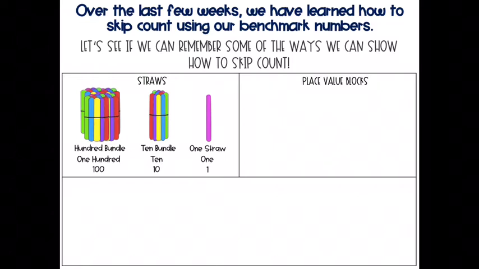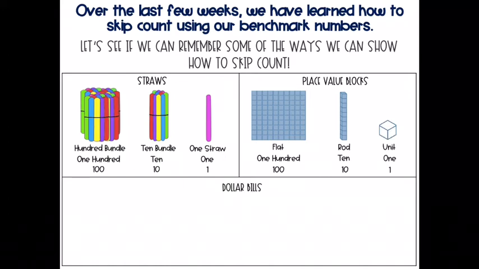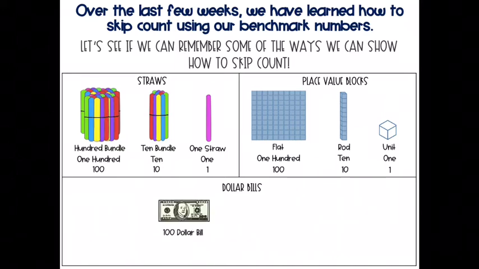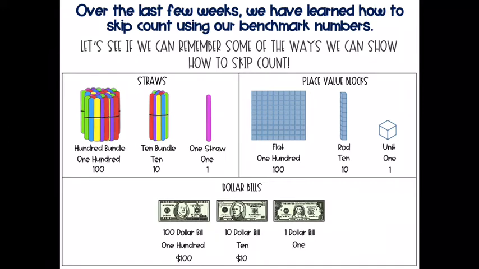We also have our place value blocks. This is a flat, which is worth 100. This is a rod, worth 10. And our unit, worth 1. We also have our dollar bills. We have our $100 bill, which is worth $100. Our $10 bill, worth $10, and our $1 bill, worth $1.